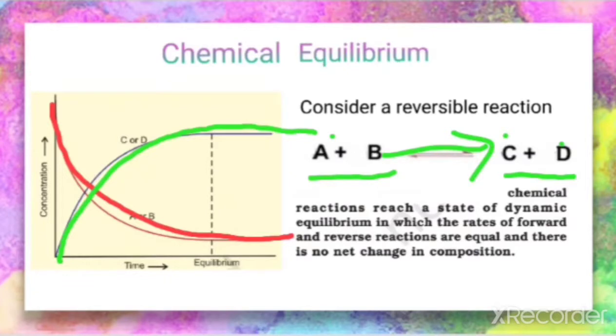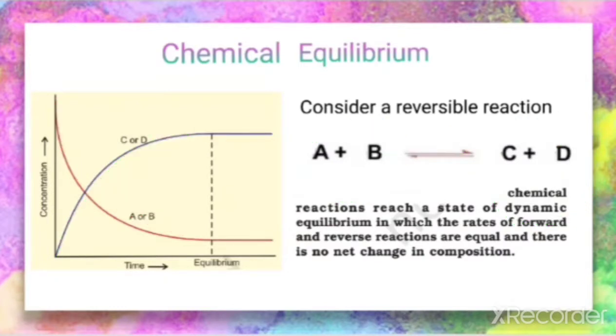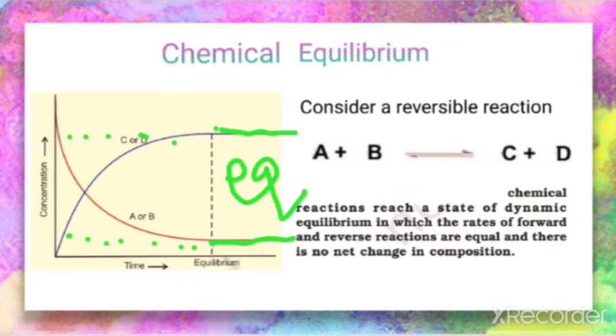But after some time, what happens? There will be no change in the concentration of C and D, and there is no change in the concentration of A and B. That is clearly explained in this plot. After this point, we can see that there is a parallel line for C and D. There is a parallel line for A and B. It shows that the value of C and D is constant now. The value of A and B is constant. So the equilibrium stage is attained.